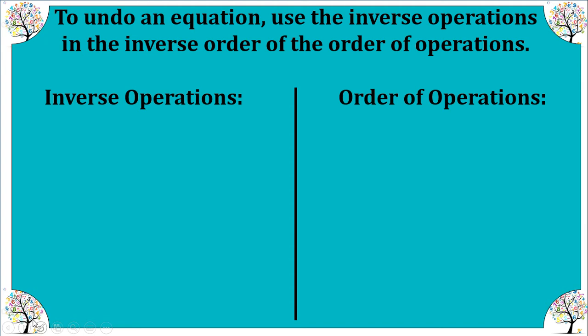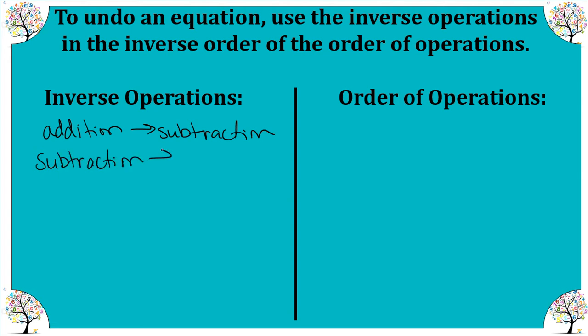So to undo an equation, we're going to use the inverse operations like we've talked about already. So let's talk about the inverse operations. We have an operation of addition, and to undo addition, we use subtraction. If we have subtraction and we want to undo subtraction, we're going to use addition.